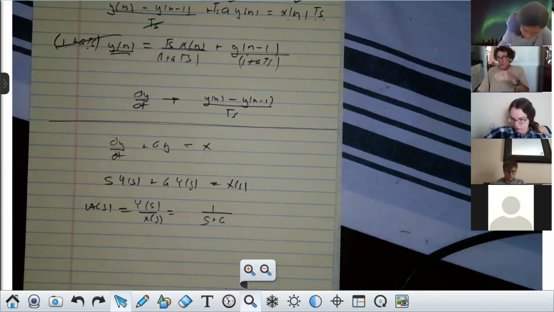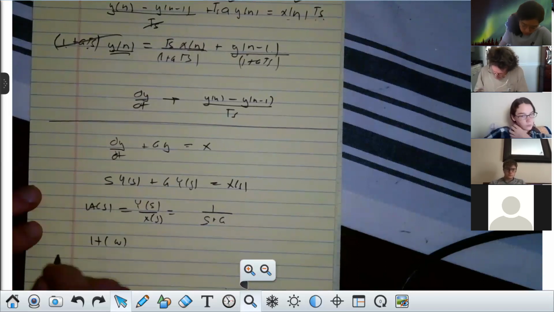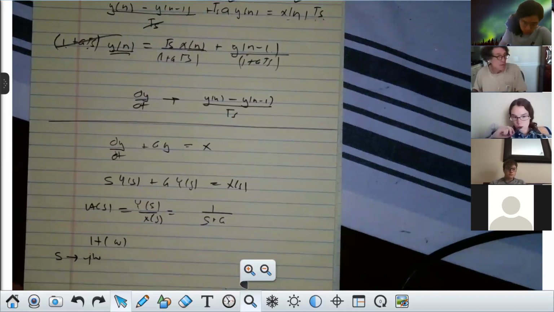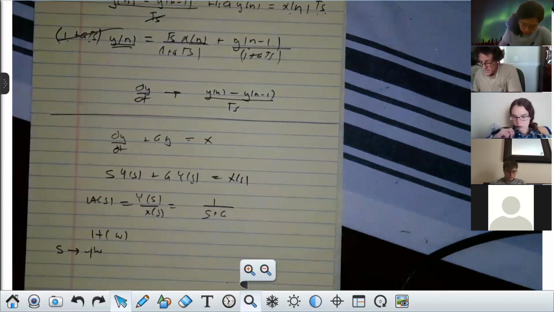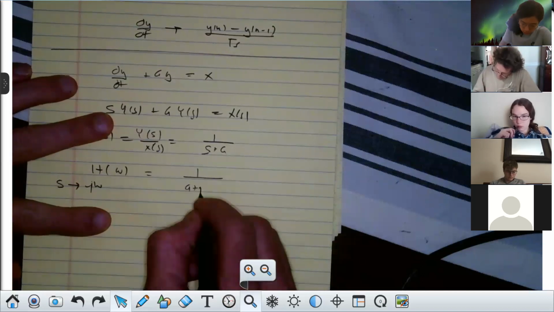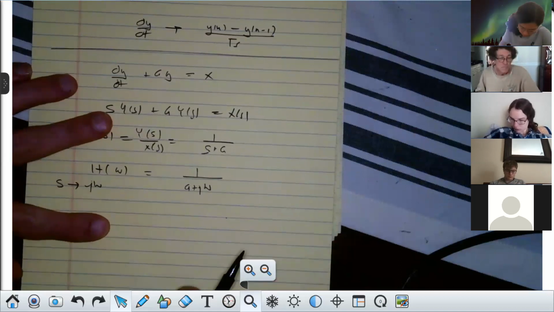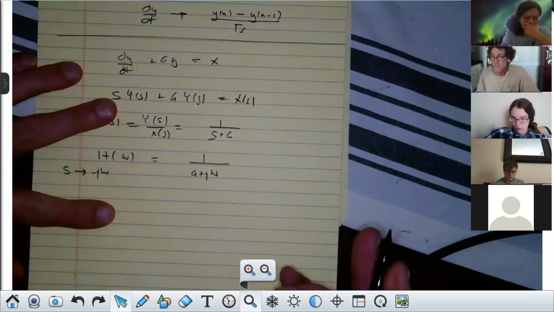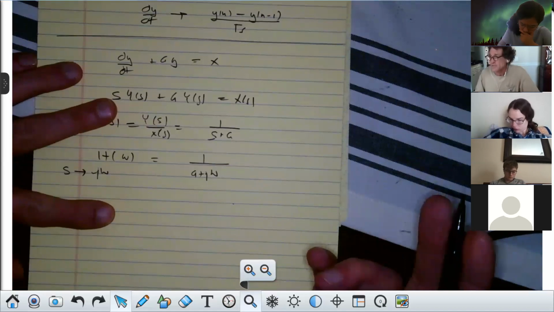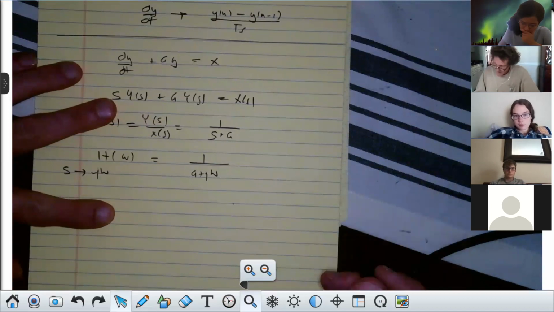If I wanted the continuous time frequency response, I would put H of omega, and I would let s become j omega, and I would simply get 1 over a plus j omega. Does everybody agree with that? I just replaced s by j omega. It seems very obvious to me, but I've got to make sure. If you don't agree, just let me know, and I'll try to make it clear.